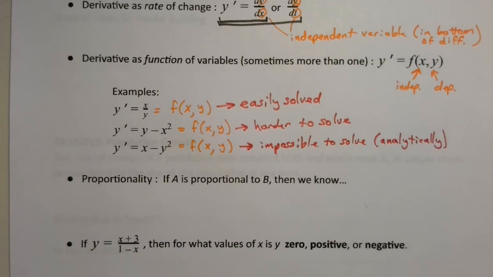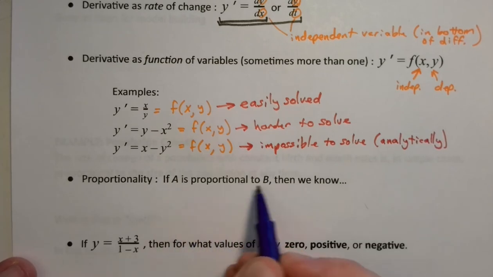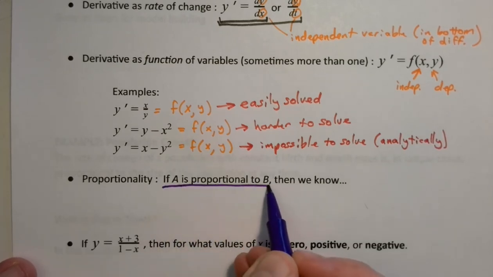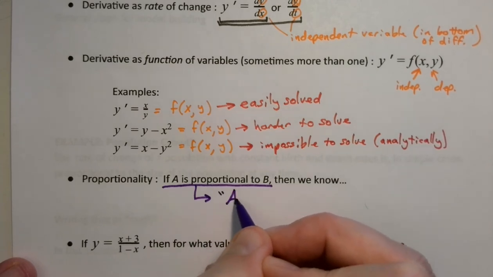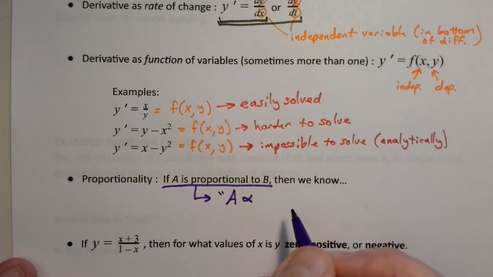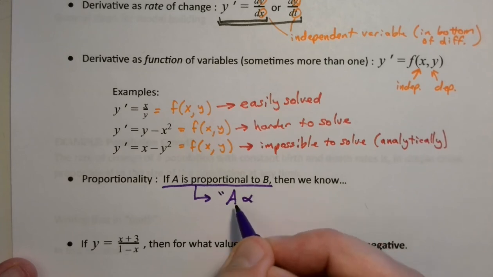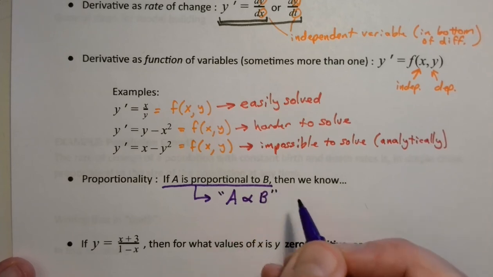So the next concept that we run into on this page is proportionality. And this is one of those phrases that you probably pick up in science and math and a lot of other subjects. But basically it runs like this. If A is proportional to B, this phrase right here, A is proportional to B, that can be rewritten as A, and then we use a little kind of fish symbol. Sometimes there's little legs on the end of it, but it's A proportional to B.